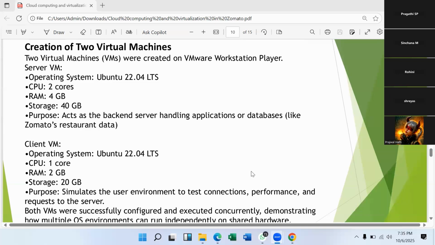Client VM: operating system Ubuntu 22.04 LTS, CPU 1 core, RAM 2 GB, storage 20 GB. Purpose: simulates the user's environment to test connections, performance, and requests to the server. Both VMs were successfully configured and executed concurrently, demonstrating how multiple OS environments can run independently on the shared hardware. Next slide.